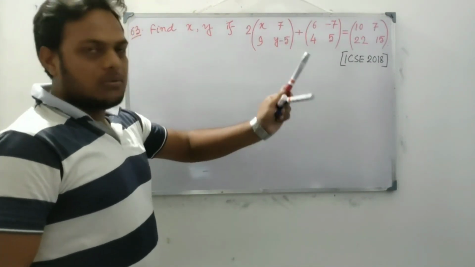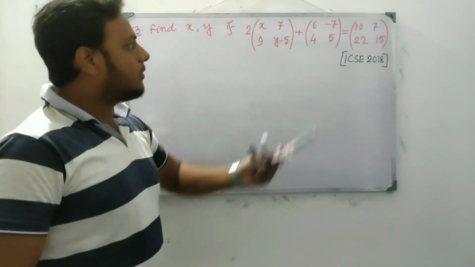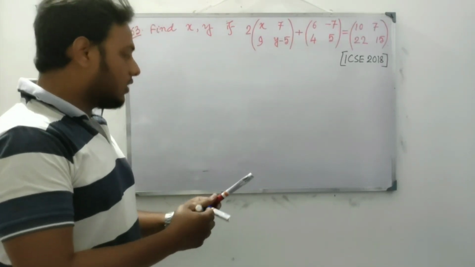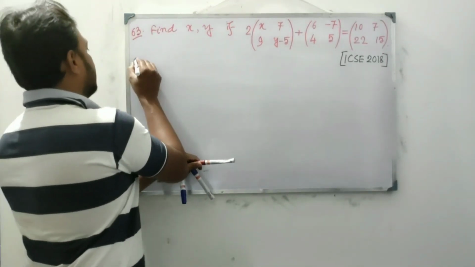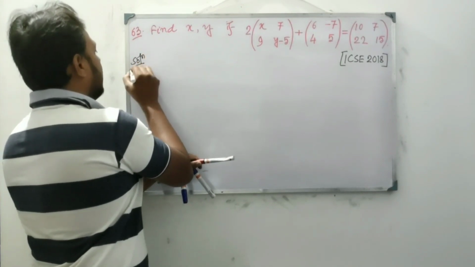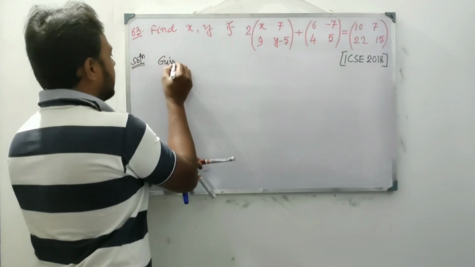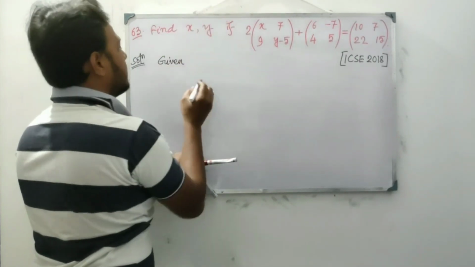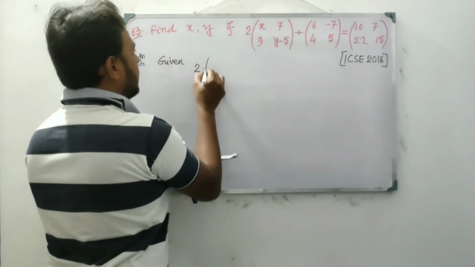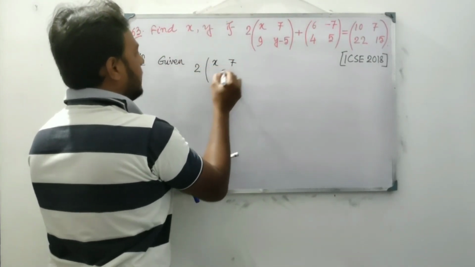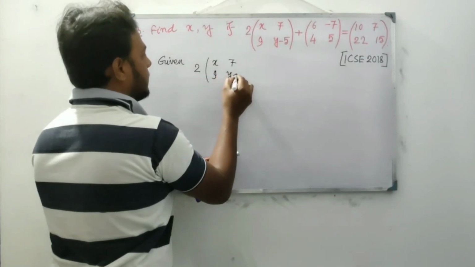Next, find x, y if a matrix equation is given. Okay, so we will solve by the concept of the previous problem. So I am considering the given. Here given that 2 into [x 7; 9 y-5].